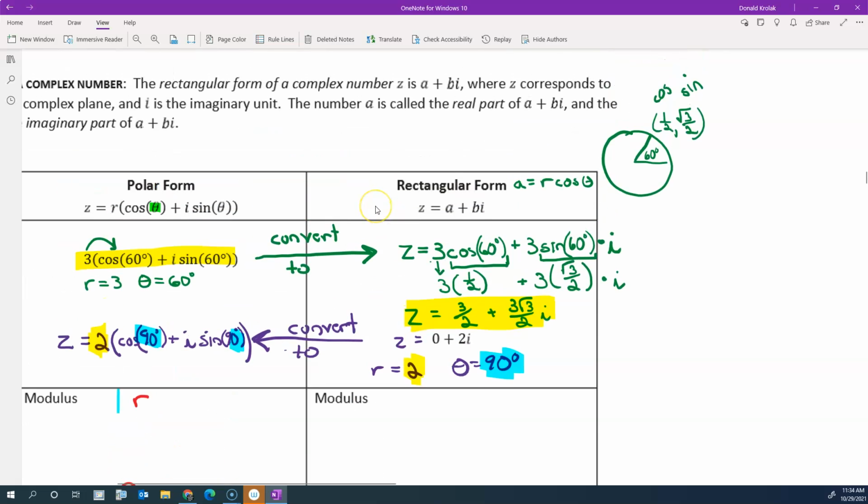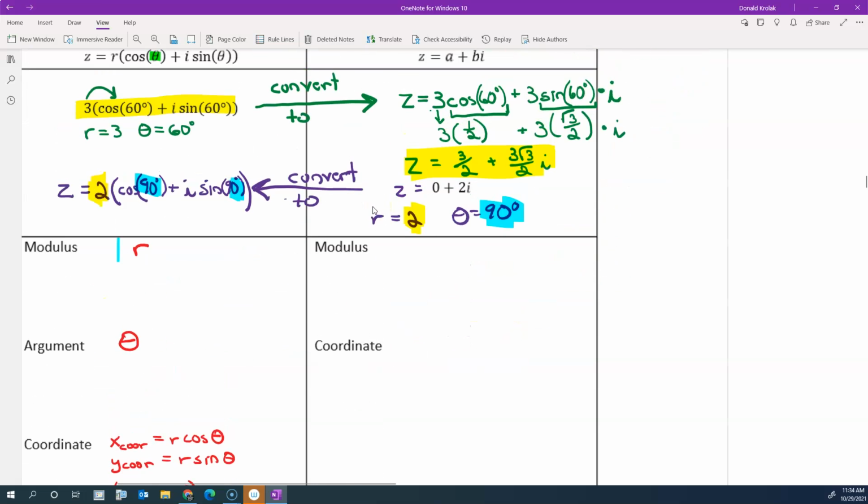Okay, when it's in rectangular form, to get the modulus, we write z and we put absolute value bars around it. And we get it by taking the x coordinate and the y coordinate and squaring them and taking the square root.